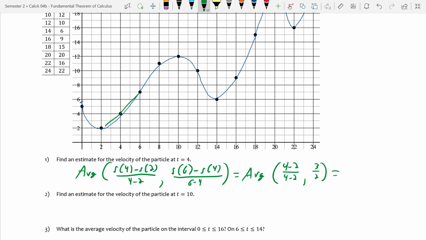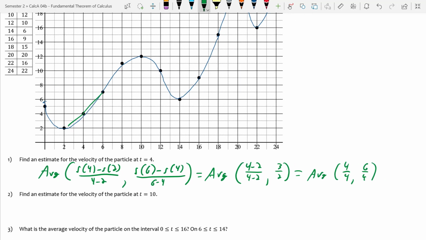So it's the average of 1 and 3 halves, which is 2 halves and 3 halves. I'm going to write this in a different notation: the average of 1 is 4 fourths and 6 fourths. So the average of 4 fourths and 6 fourths would be 5 fourths. So that's an estimate for the velocity at t equals 4, 1 and a fourth.